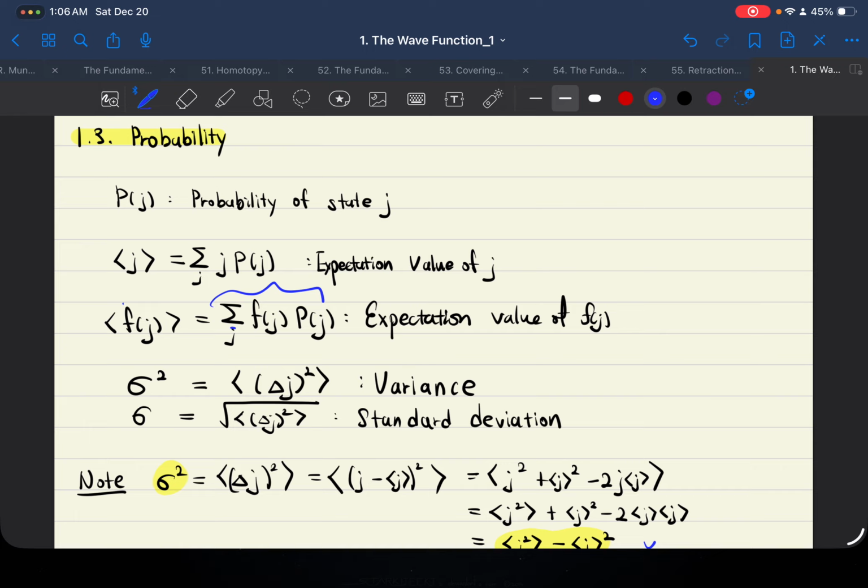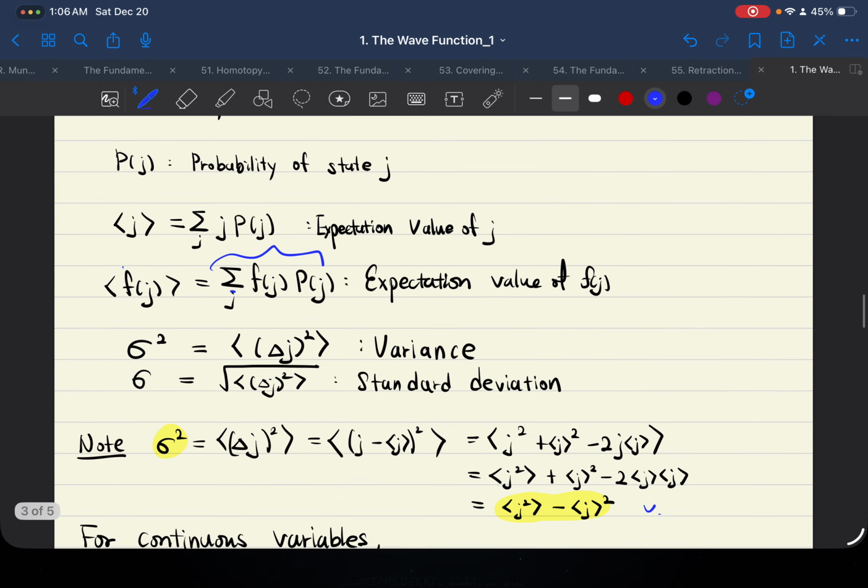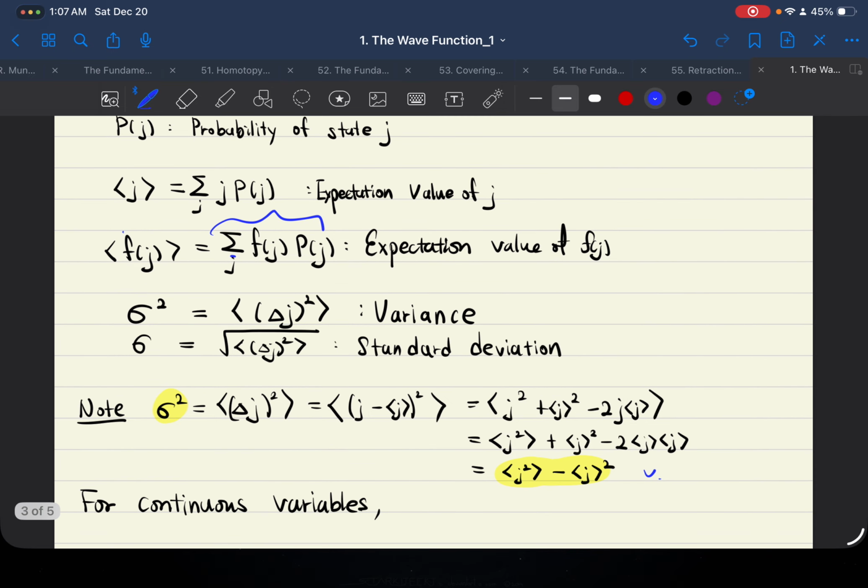So as we can see that the probability and indeterminacy is the quantum nature, we have to know about the basic theory of probability and statistics. So here, Pj means the probability of state j, and this bracket j means the expectation value of j, computed by this simple formula, summation over j of Pj times j.